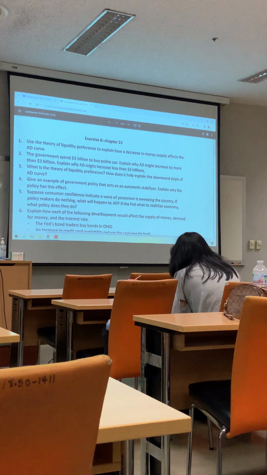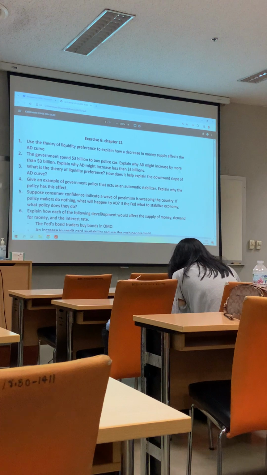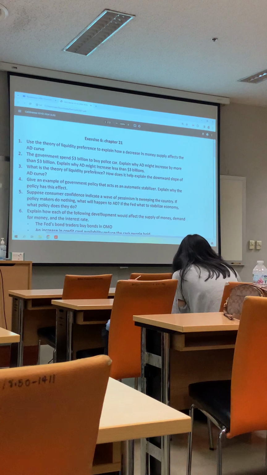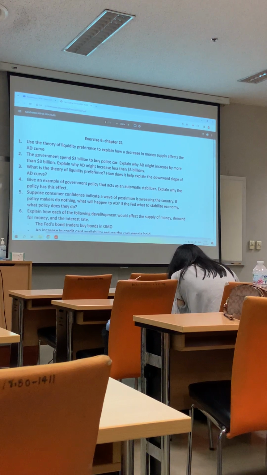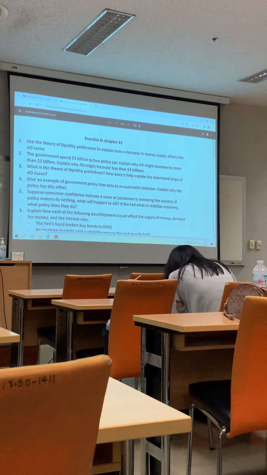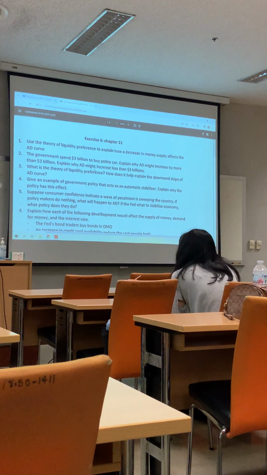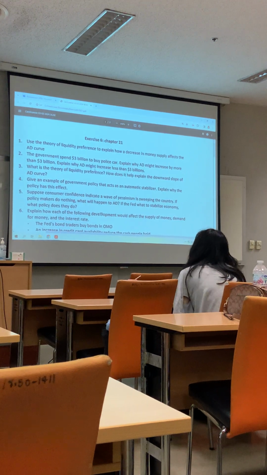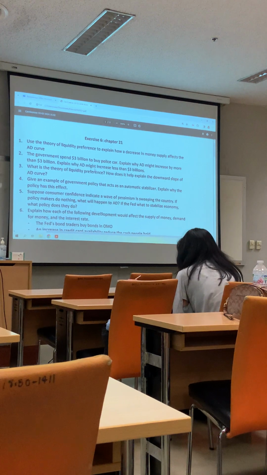The government spent 3 billion to buy police cars. Explain why AD might increase more than 3 billion. Okay, this one is a good one. We just learned it today, so we don't need to write anything. Explain why AD might increase less than 3 billion. So what they ask you about is the multiplier and crowding-out effects, right? They ask you first why AD increases more than 3 billion. So you just say the same as this one.